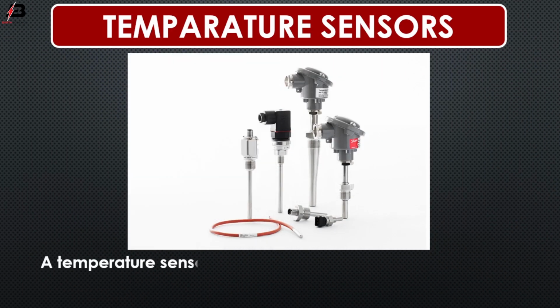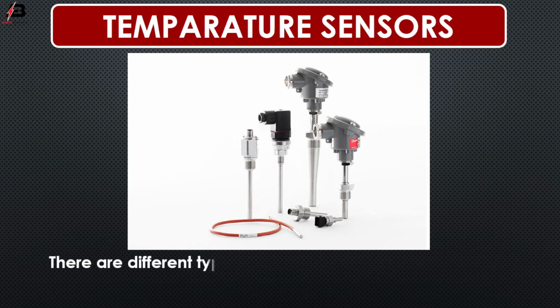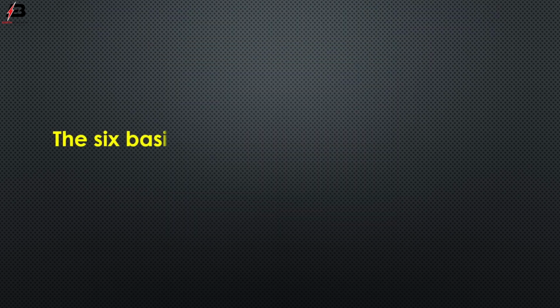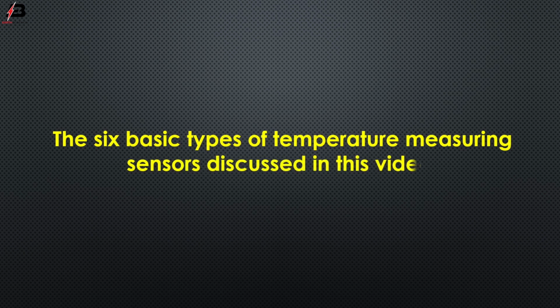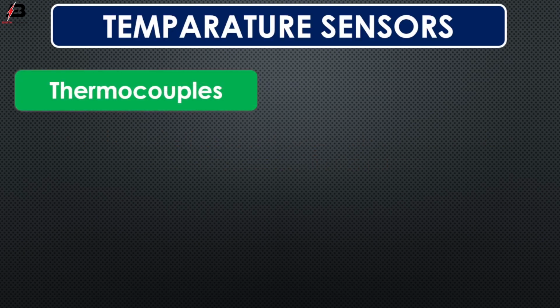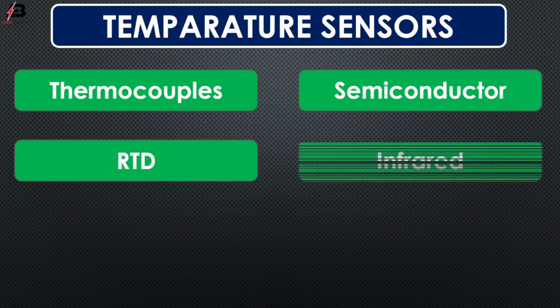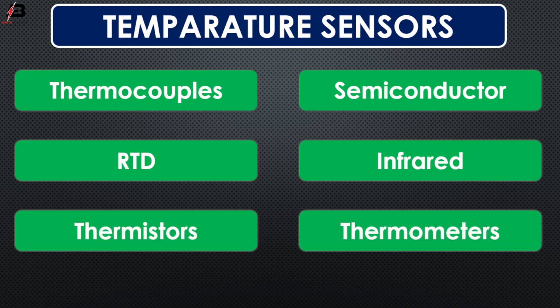Now I am telling about different types of temperature sensor. A temperature sensor is a device that detects and measures hotness and coolness and converts it into an electrical signal. There are different types of temperature sensors that have sensing capacity depending upon their range of applications. The six basic types of temperature measuring sensors discussed in this video: Number 1, thermocouples. Number 2, semiconductor. Number 3, RTD. Number 4, infrared. Number 5, thermistor. Number 6, thermometer.